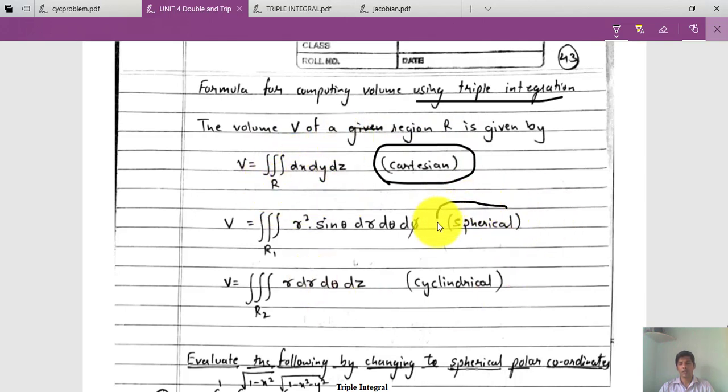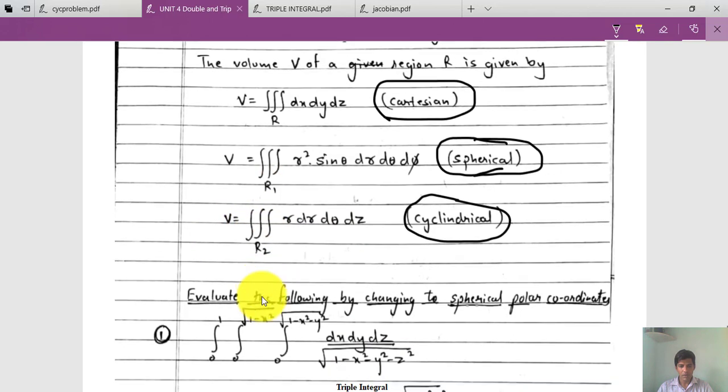Now for spherical geometry, the volume over the region is always calculated as r square sin theta dr d theta d phi. Also for a cylindrical body or figure, for finding the volume of a cylindrical structure, we have r dr d theta dz, and this is the region.